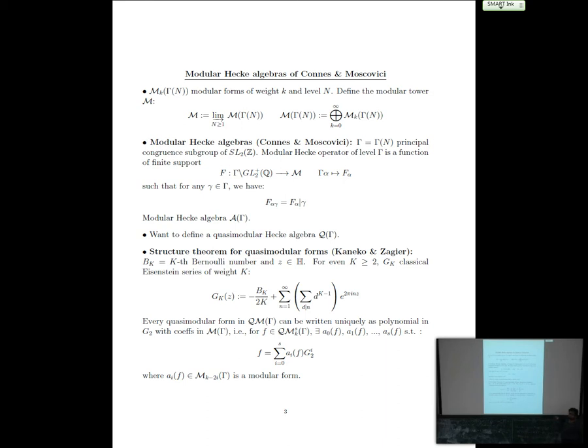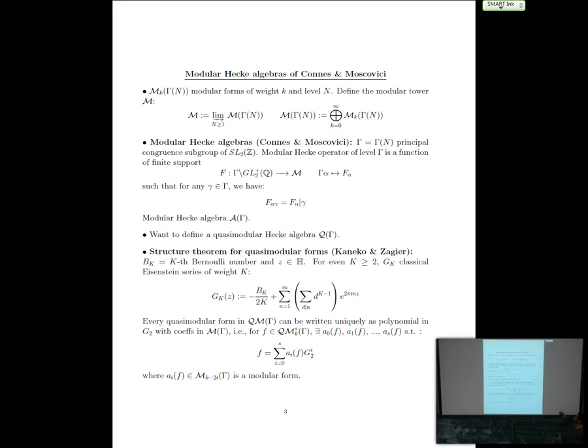So we have this quasi-modular tower, all modular forms of all levels. This is in analogy with the modular tower created by Connes and Moscovici, where we take the modular forms of all weights and all levels, and we consider the direct limit that we call M. And then the modular Hecke algebra comes in, where you take functions on gamma \ GL2^+(Q), and you take the coefficients in M.